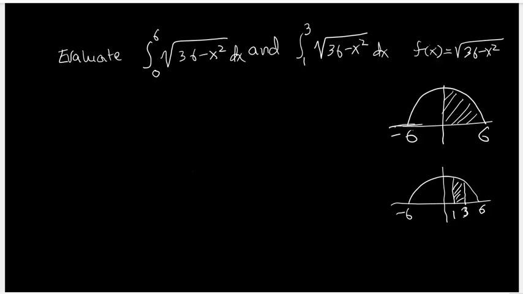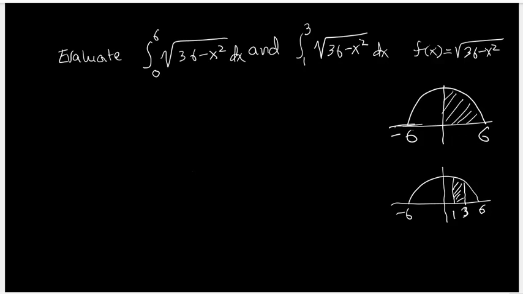Let's try to understand the graph of the function. Our function is the square root of 36 minus x squared, which is actually the semicircle above the x-axis. The boundaries will be -6 to +6 because the radius of this circle is 6. When I'm taking 0 to 6, I'm actually taking 1/4 of the circle, 1/4 of the area of the circle.